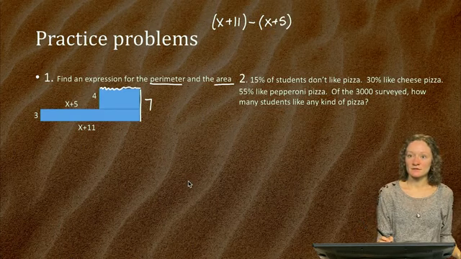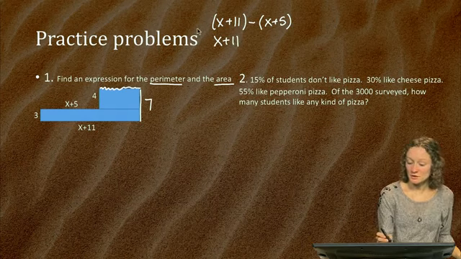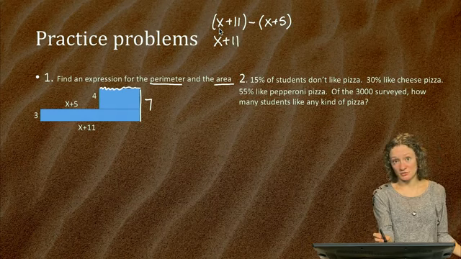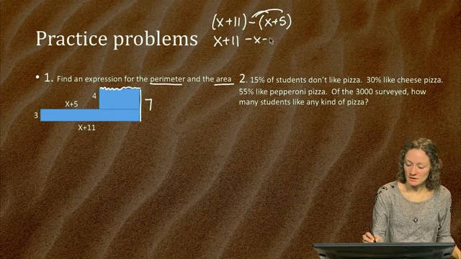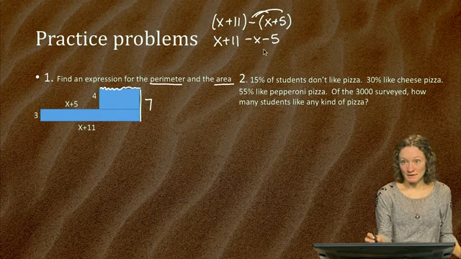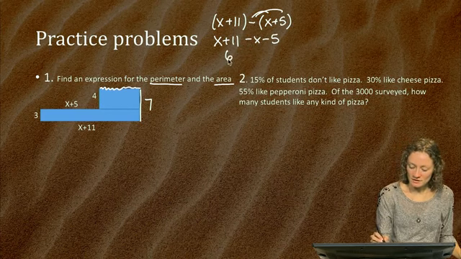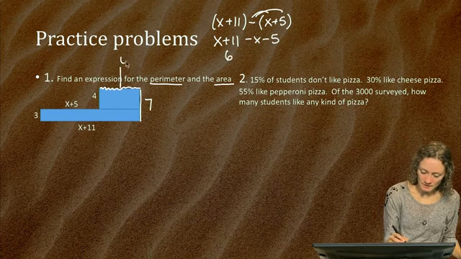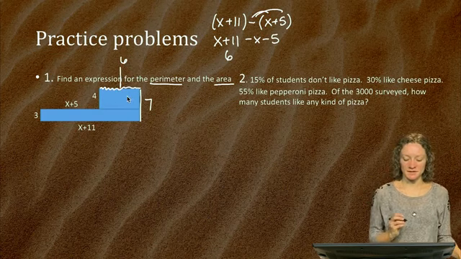Plus 5. Okay, we can distribute, drop the parentheses in the first one. There's nothing happening to it. If there was something to distribute, we would. Nothing happening there. Negative distributed. Combine like terms, x's cancel, 11 minus 5 is 6. So the length of this top piece is 6.